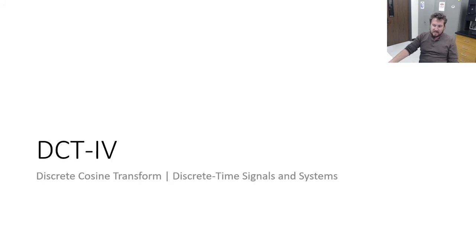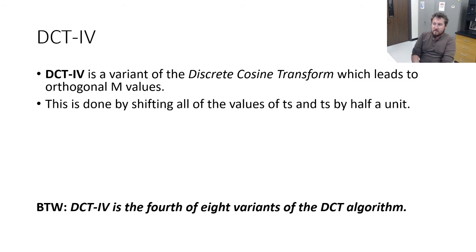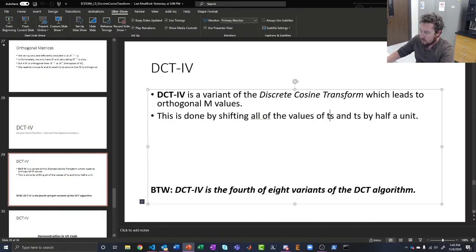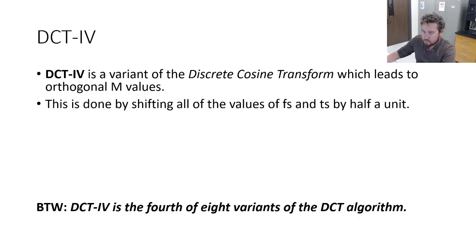And how do we do that? Well, enter the DCT-4 algorithm. It's exactly what happens here. So DCT-4 is a variant of the discrete cosine transform, which leads us to orthogonal M values, right? So it's designed to give us an M matrix that is orthogonal, so that we can just take the transpose, multiply by y, and get our amplitudes. And this is done by just shifting all of the values of t and f. Oop, that's a typo. That should be fs and ts by half a unit.